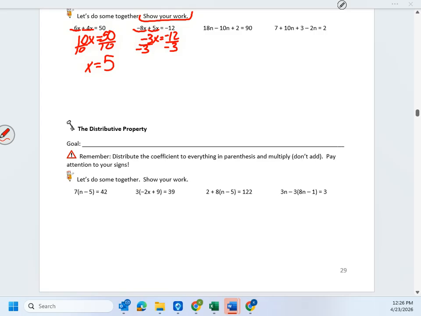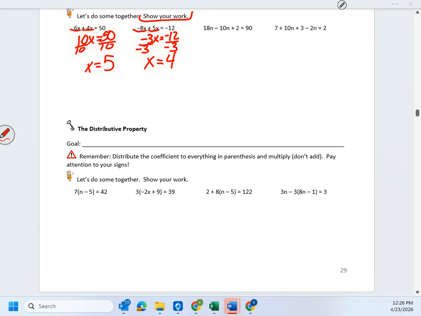Now, here's a mistake I've seen a lot of people make. It's negative 3 up here, but you only divide by 3. Make sure you keep that negative 3 there, because negative divided by a negative gives me a positive. Negative divided by a negative is going to give me a positive 4. Okay, that's a common mistake that people make. They forget that negative. So make sure you're carrying that through.